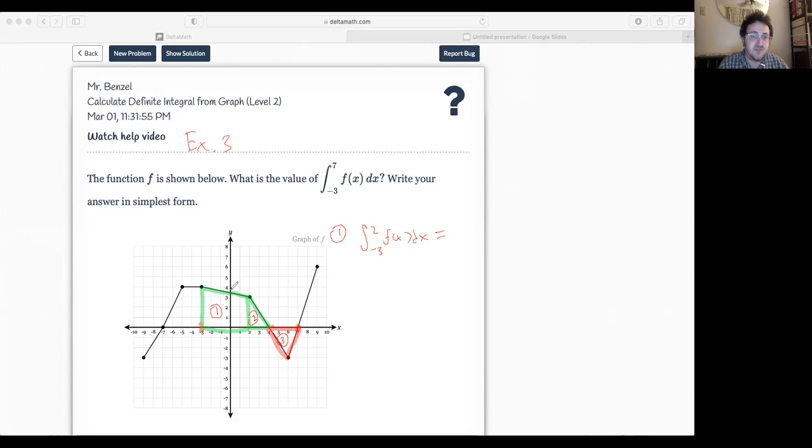And this is a trapezoid on its side. So let's see, we got a 4 and we got a 3. And then the height of the trapezoid is going to be 5.